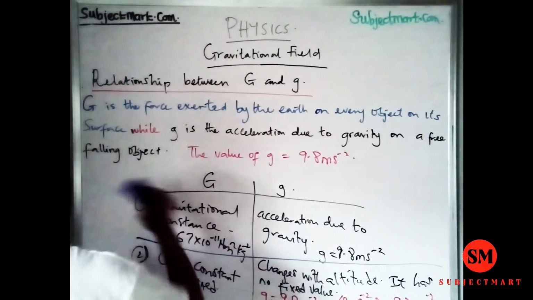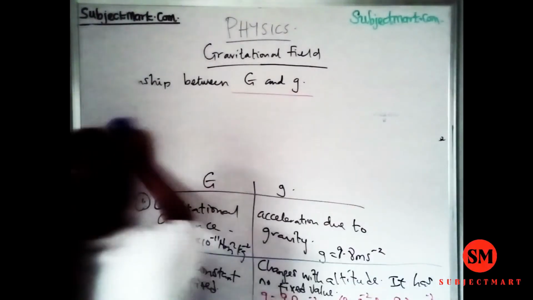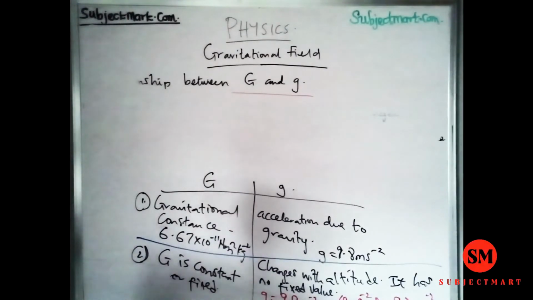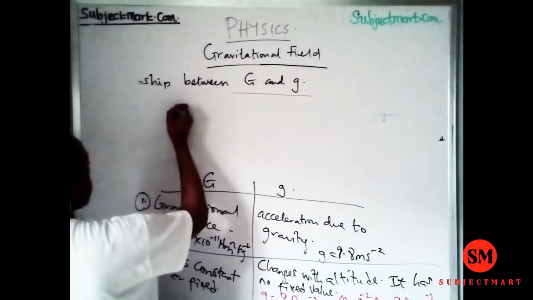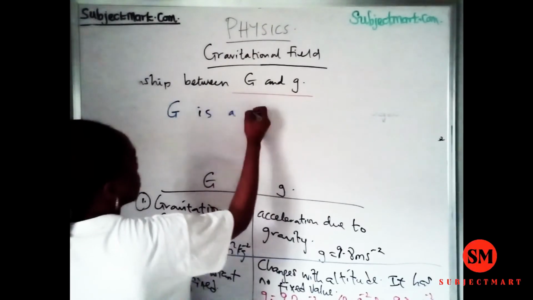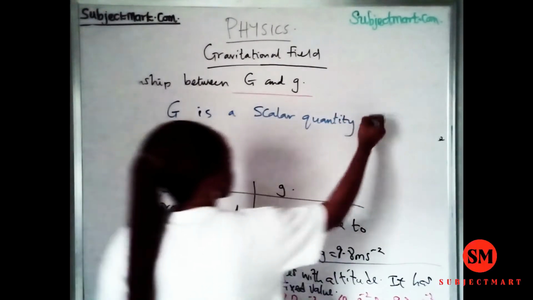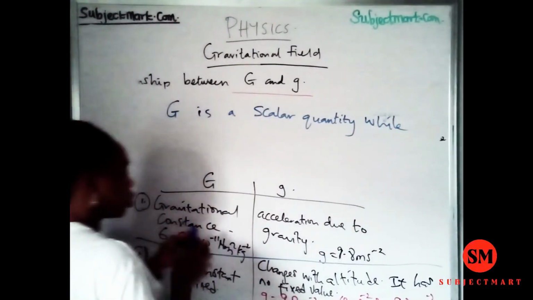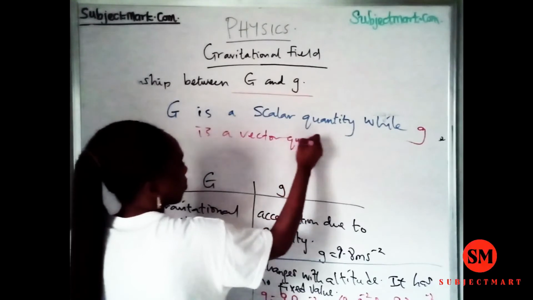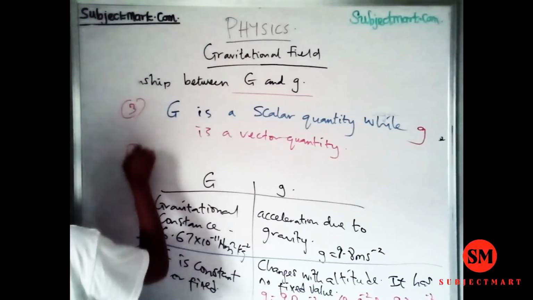And one more thing I would like to add to this is that capital G is a scalar quantity, while small g is a vector quantity. This is the third difference between them.